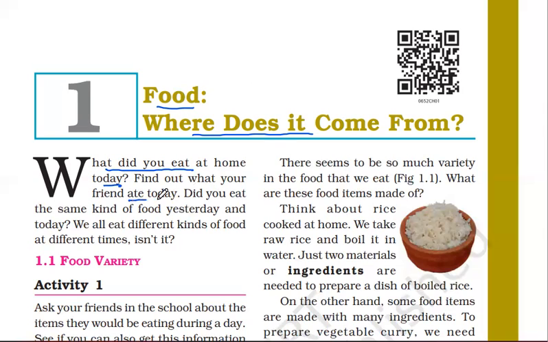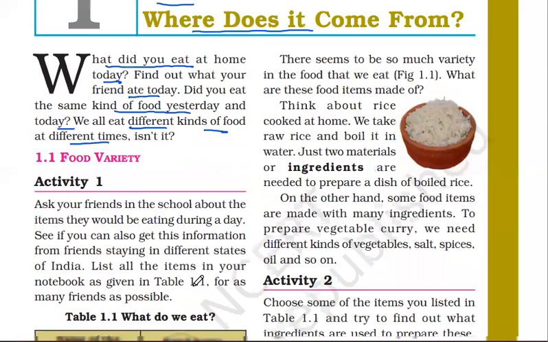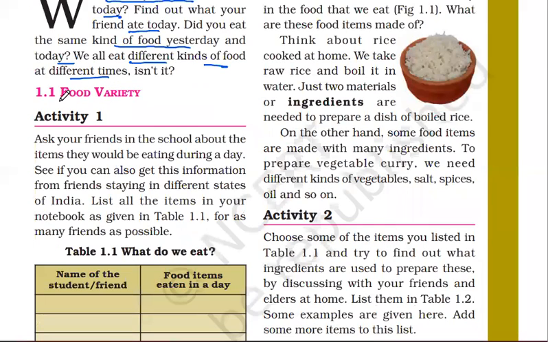And see what your friends ate today. So did you eat the same kind of food yesterday and today? We all eat different kinds of food at different times, isn't it? है ना, सब टाइम पे हम अलग अलग तरीके का खाना खा रहे हैं, right? So here basically we are talking about the food variety, है ना? We are talking about the variety of foods.